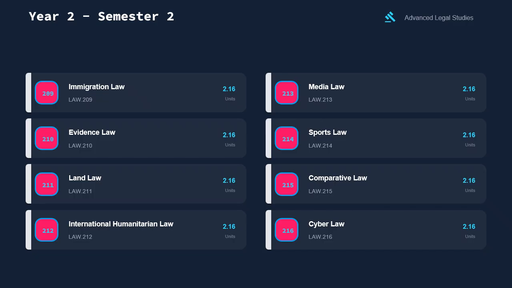Real-life example, in Associated Press v. Meltwater, 2013, news clipping services were found to infringe copyright, illustrating licensing needs. Practical application, lawyers negotiate licenses and defend infringement claims. Students analyze fair use factors.